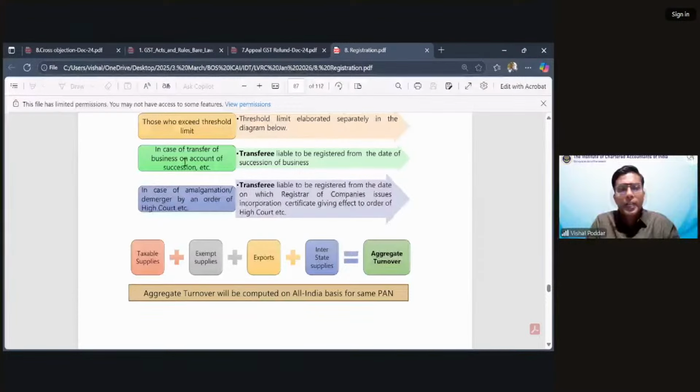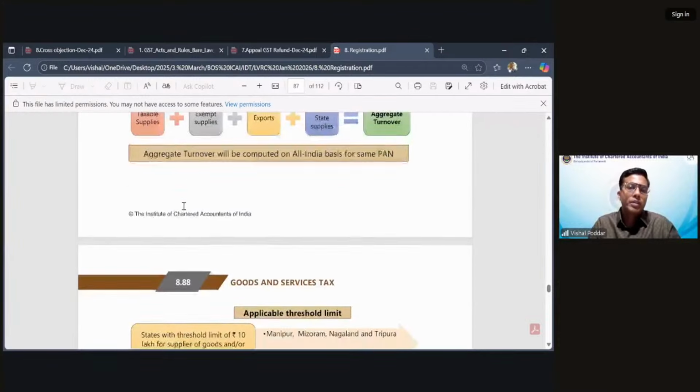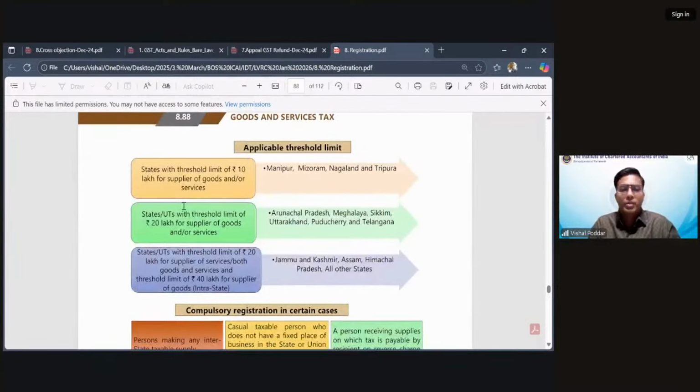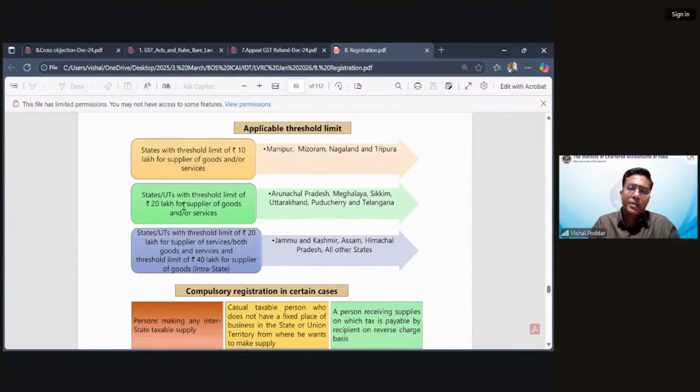Then second is wherever there is a transfer of business on account of sale, on account of succession, or by virtue of amalgamation or demerger. In these cases, when the entire business is transferred from one person to another, you also need to take compulsory registration. If the transferor is a registered person, the transferee has to be registered. So these are the cases covered under section 22 which require compulsory registration.